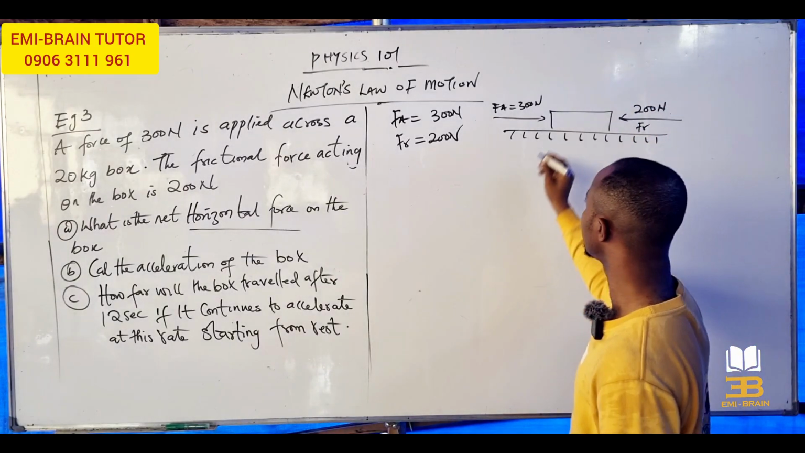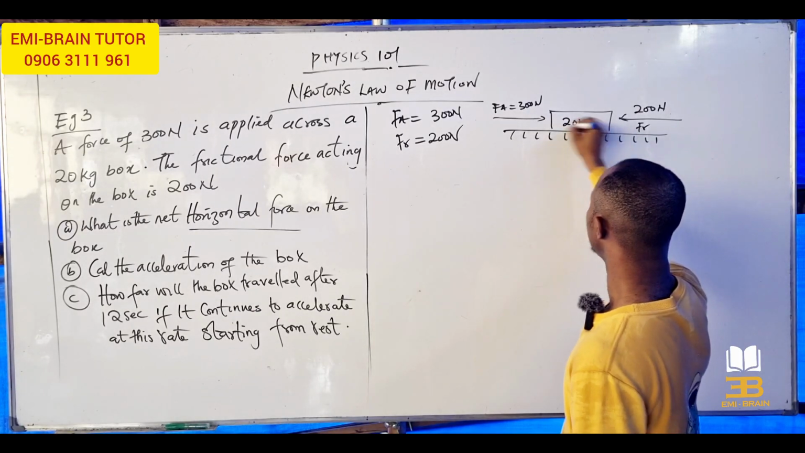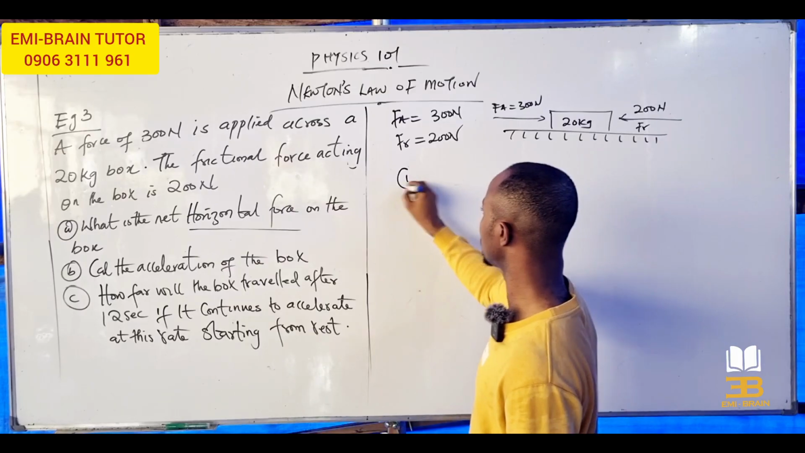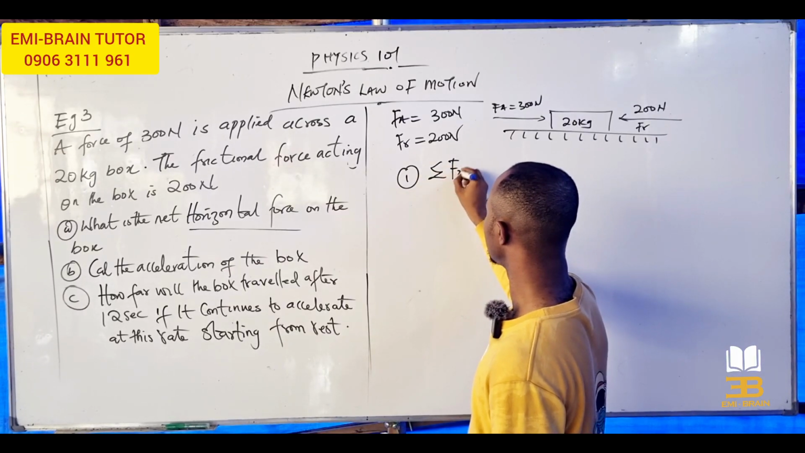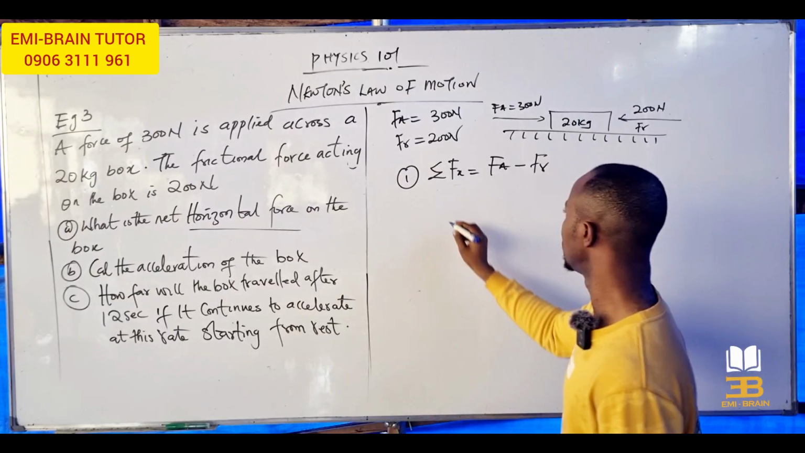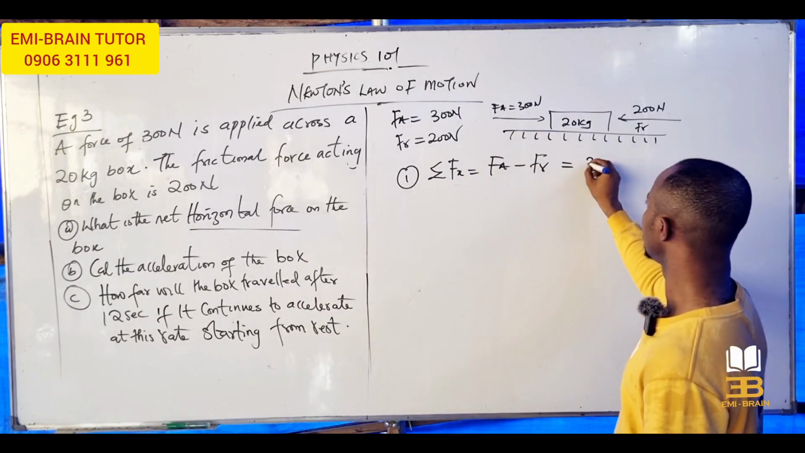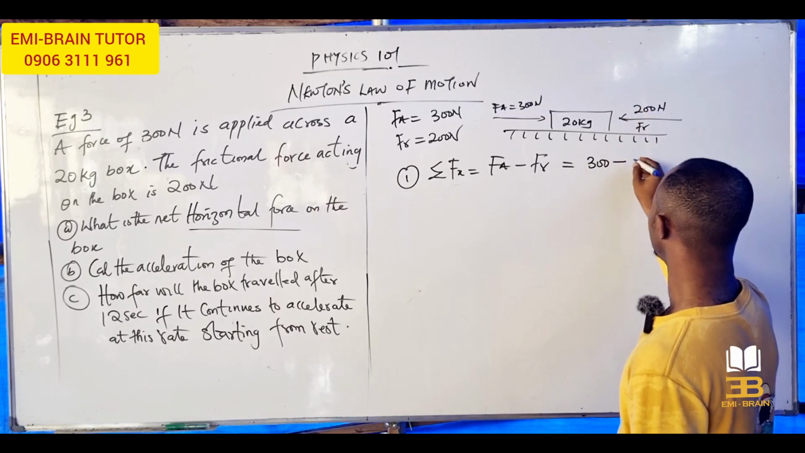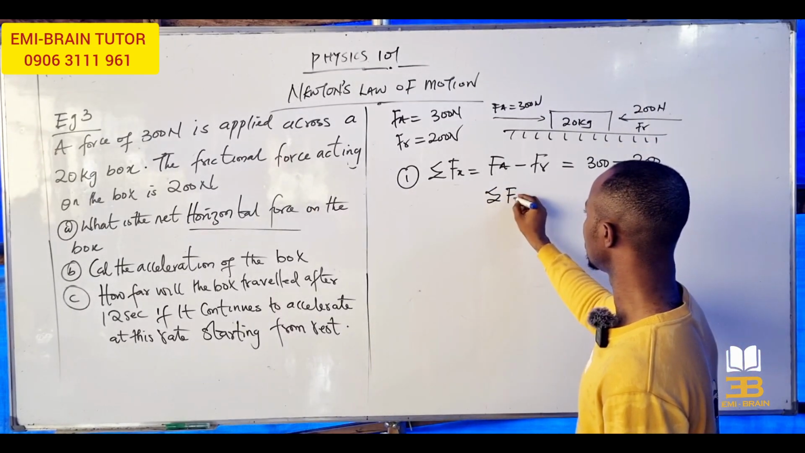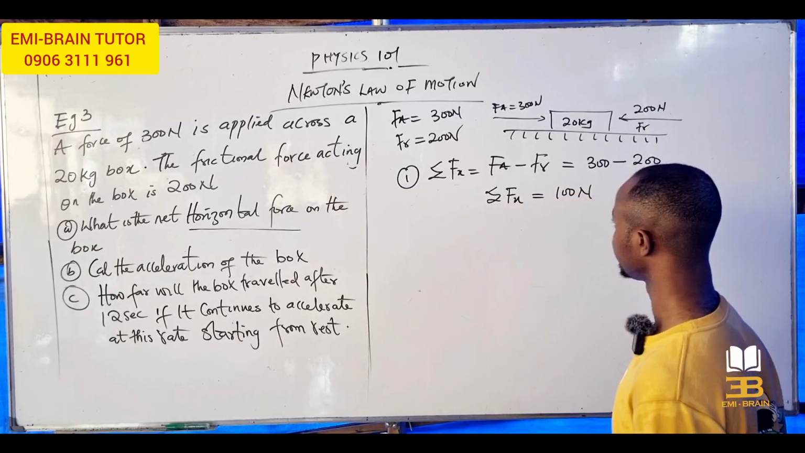The mass of the body is given as 20 kilograms. We have to find the net horizontal force. So the first question: the sum of all forces is simply the applied force minus the frictional force. The applied force is 300 minus the frictional force, 200. So the sum of all the forces is equal to 100 Newton.